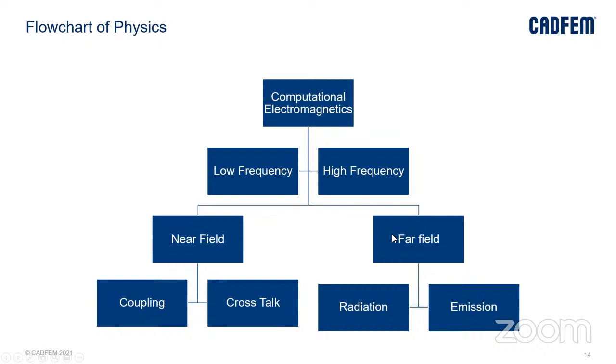The other criterion is far field. In far field, we have both radiation and emission. Radiation is advantageous in the case of an antenna, but when you are designing something which should not radiate and radiation is still happening, that is again a problem. In that case, you need to take care by redesigning the entire structure or entire PCB.